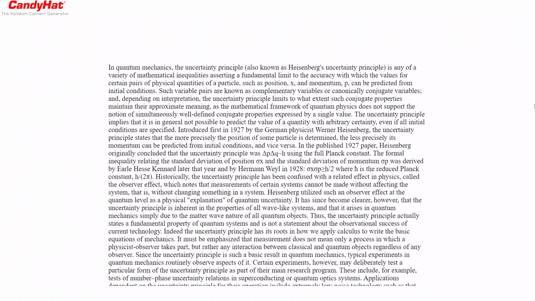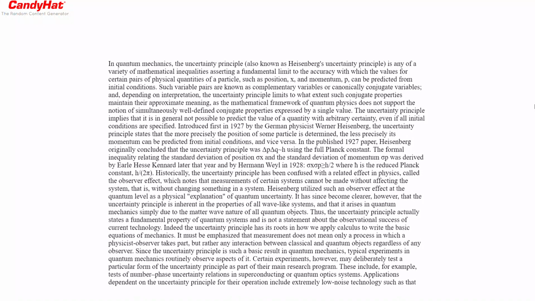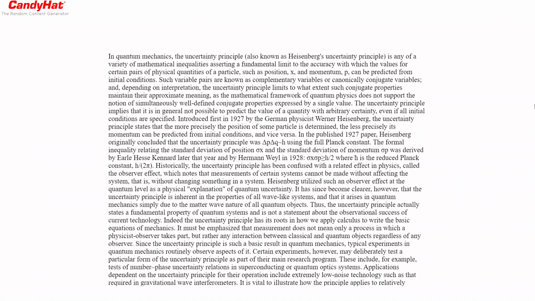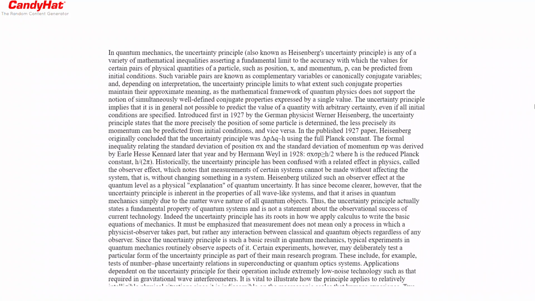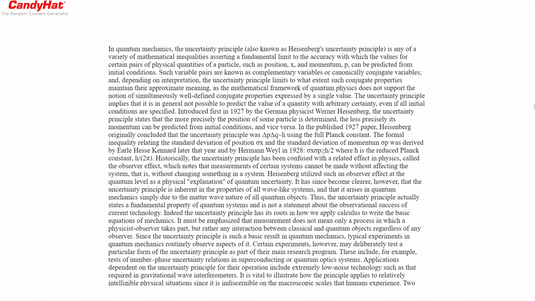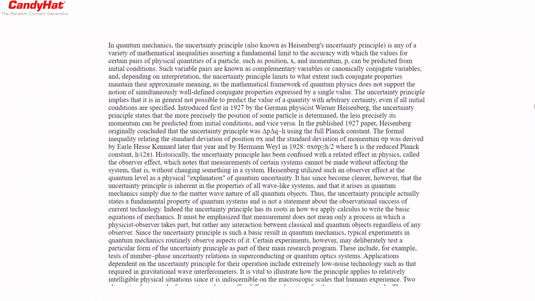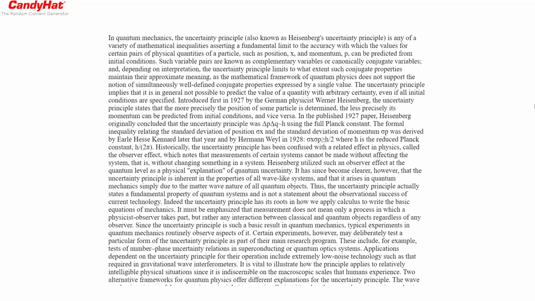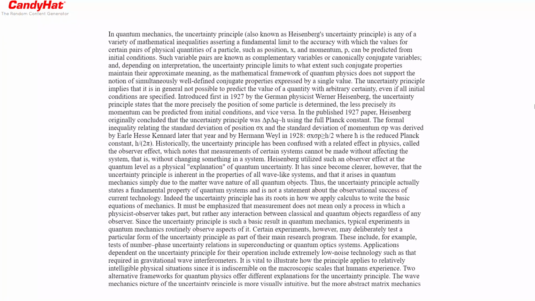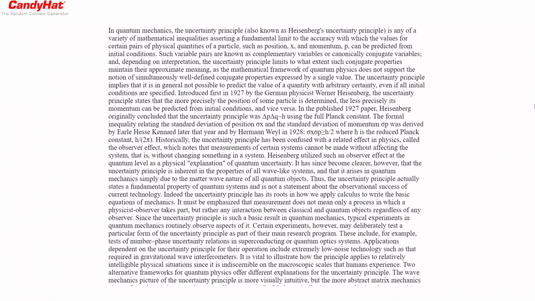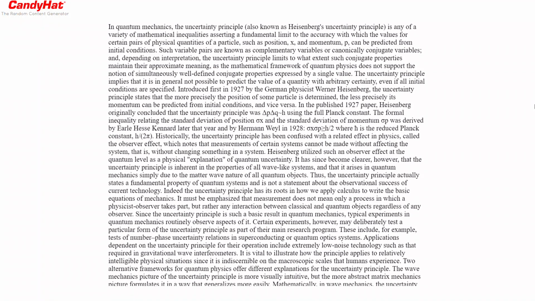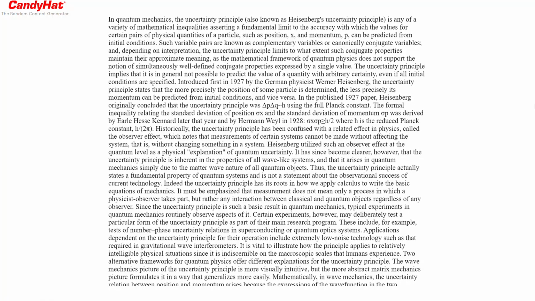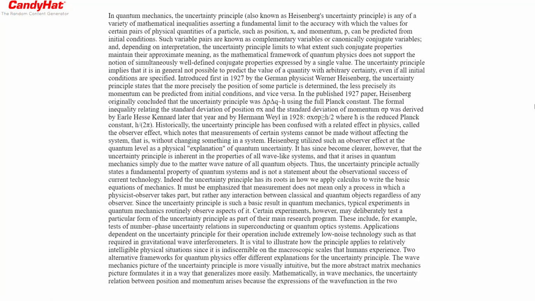Since the uncertainty principle is such a basic result in quantum mechanics, typical experiments in quantum mechanics routinely observe aspects of it. Certain experiments, however, may deliberately test a particular form of the uncertainty principle as part of their main research program. These include, for example, tests of number-phase uncertainty relations in superconducting or quantum optics systems. Applications dependent on the uncertainty principle for their operation include extremely low-noise technology, such as that required in gravitational wave interferometers. It is vital to illustrate how the principle applies to relatively intelligible physical situations, since it is indiscernible on the macroscopic scales that humans experience.